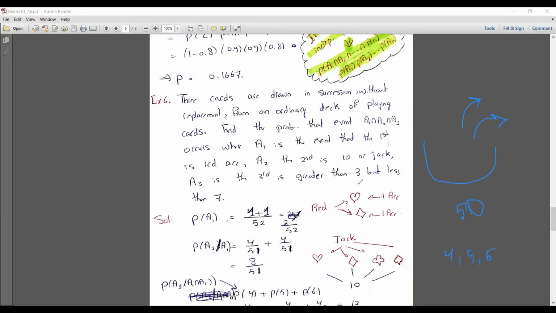And it's less than 7. It cannot be 7. How many 4s do we have? 4. How many 5s do we have? 4. How many 6s do we have? 4. So what's the number here? 4 plus 4 plus 4, 12. Out of what? Out of 50.